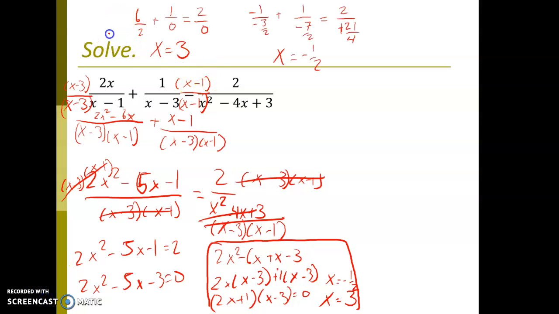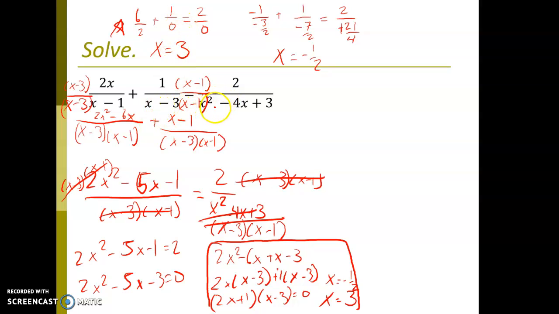Okay, if you notice at the top here, I'm going to put a little star up here by it. I have plugged in x equals 3 to our original equation, and also I plugged in x equals negative 1/2 into the original equation. Now, one thing: if you plug in x equals 3, especially in the 1 over x minus 3 right here, you're going to get 1 over 0.